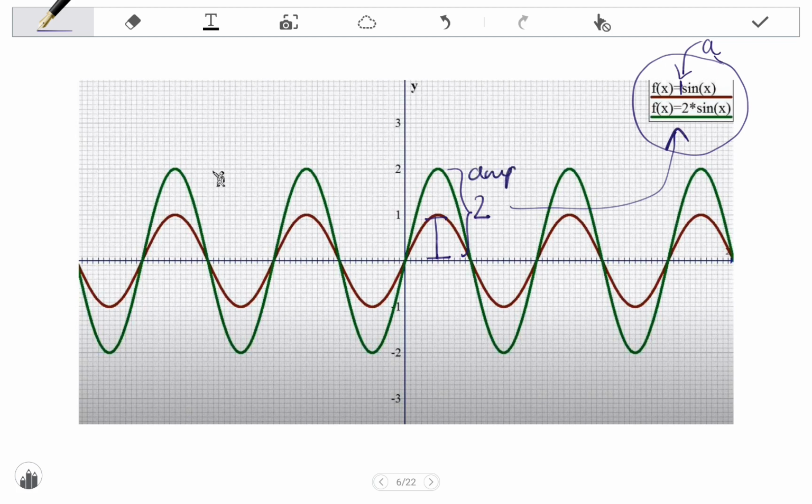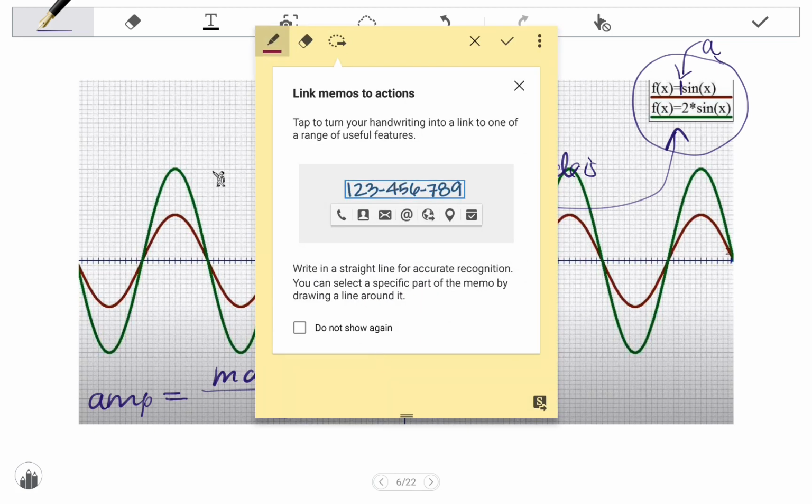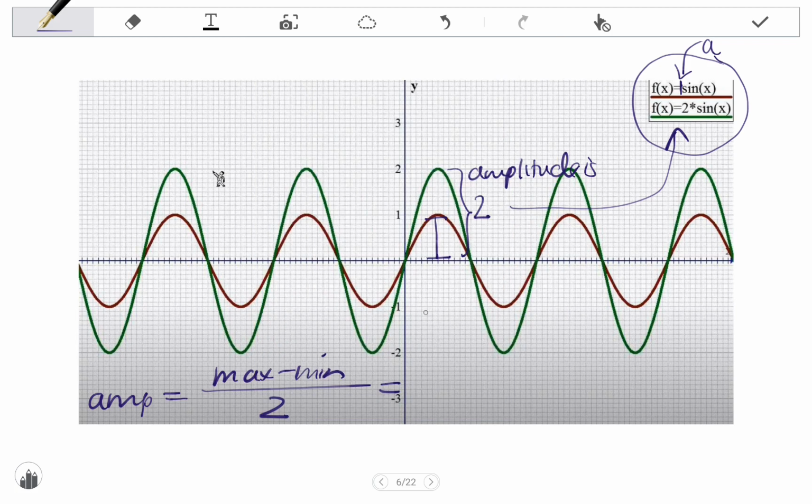So amplitude is 2, okay? But I just want to also remind you that we can use the formula maximum minus minimum divided by 2 to find the value of the amplitude. And in this case, our maximum value is 2 minus our minimum value is negative 2.